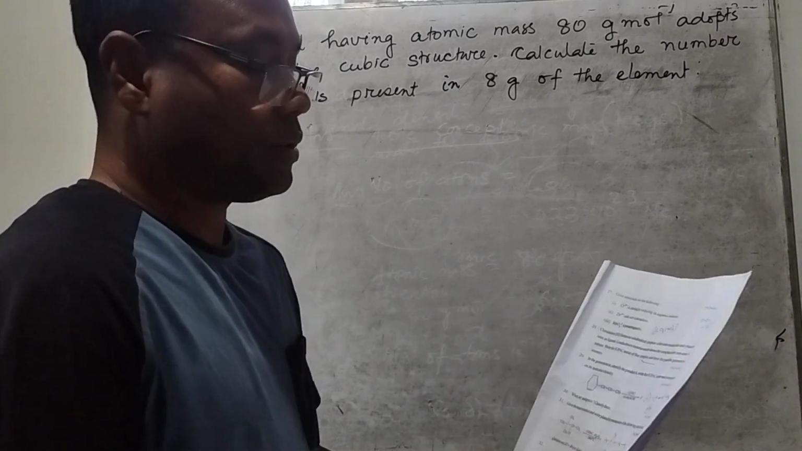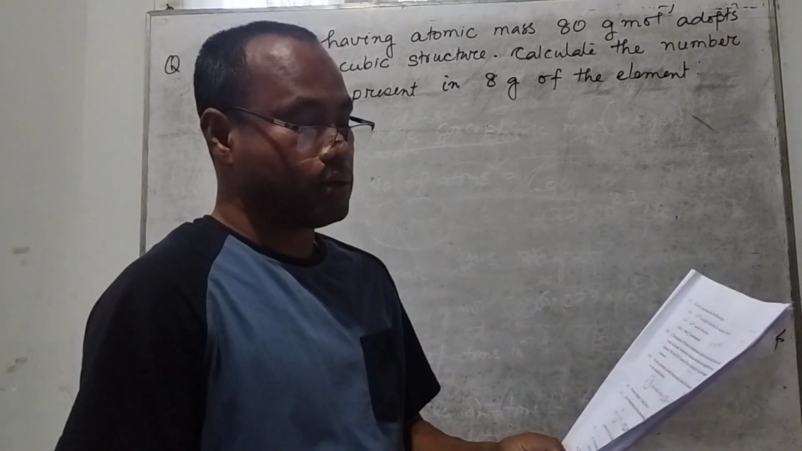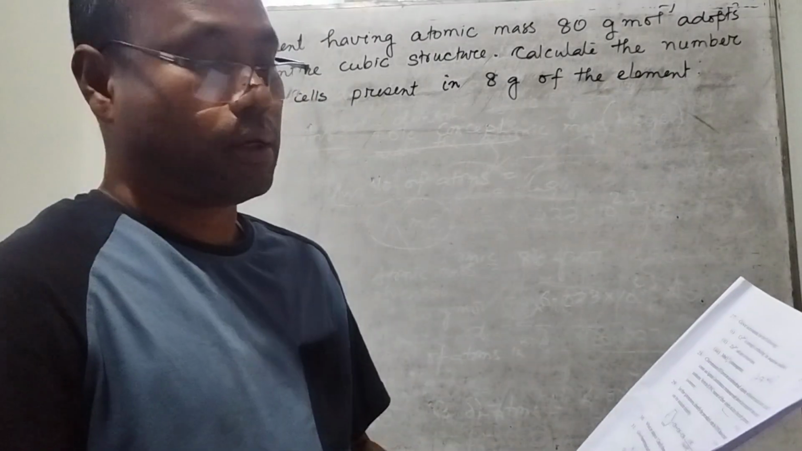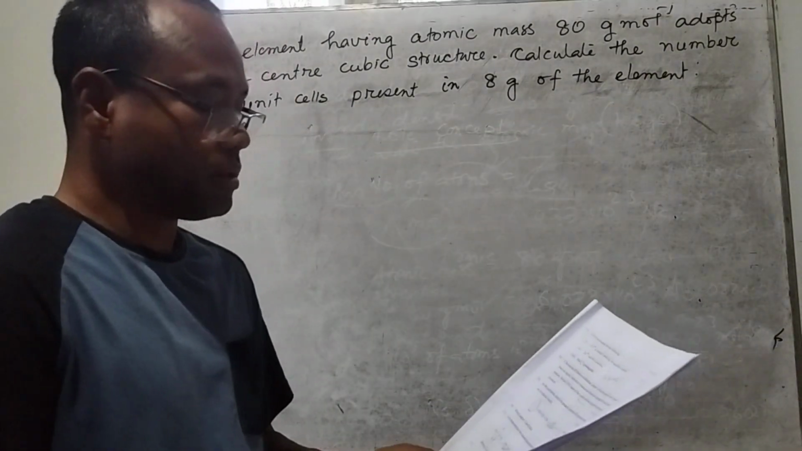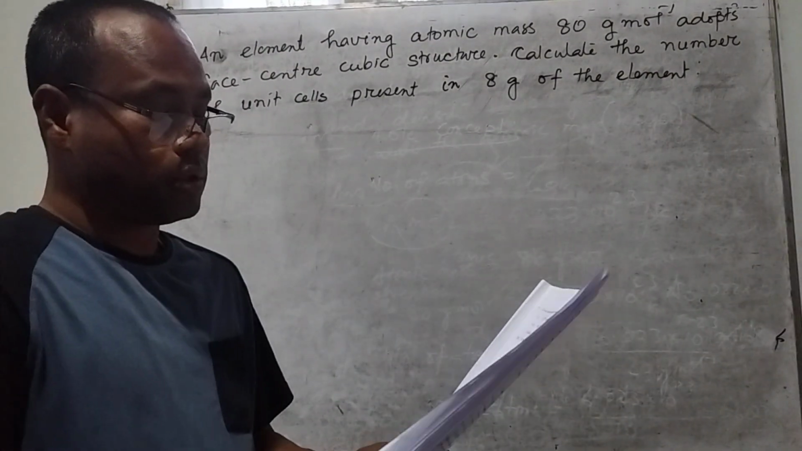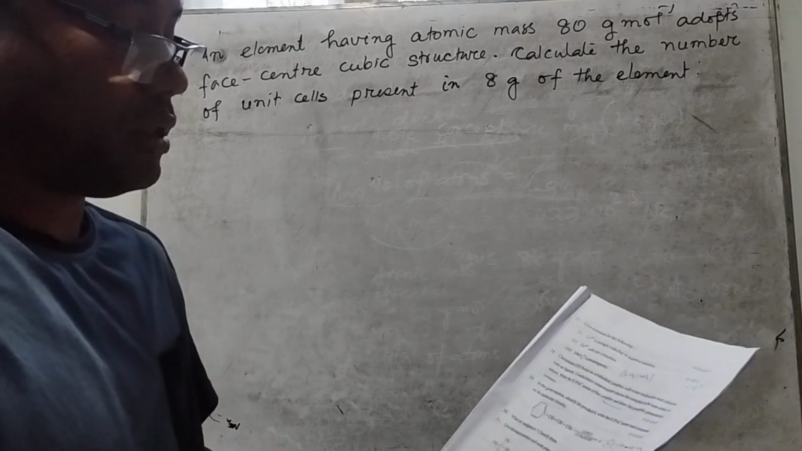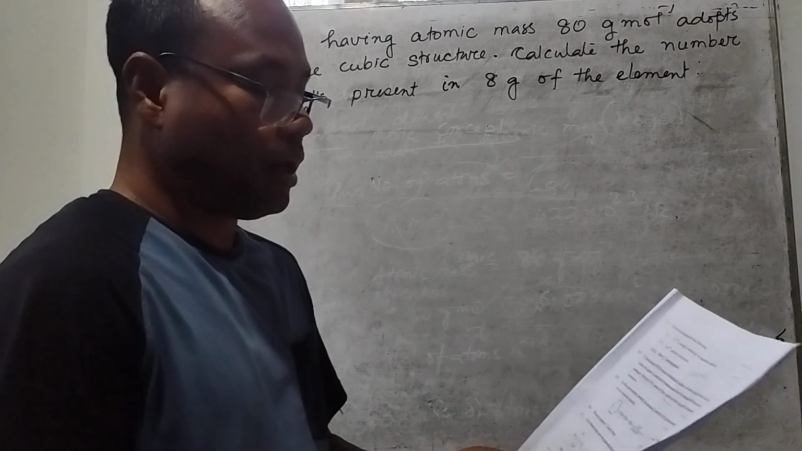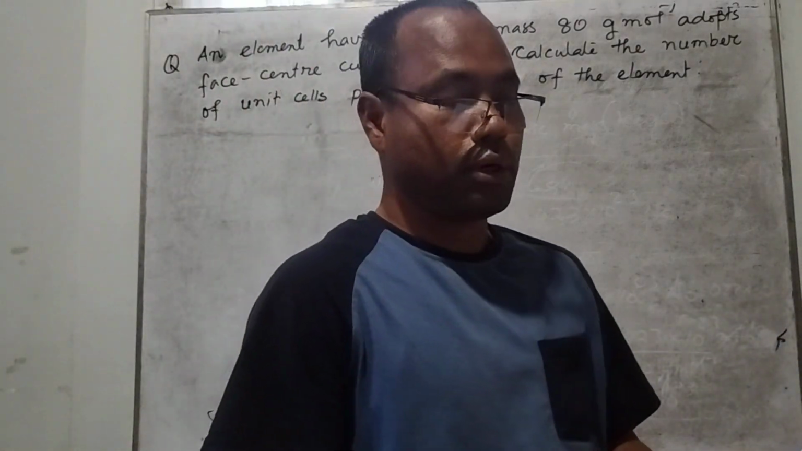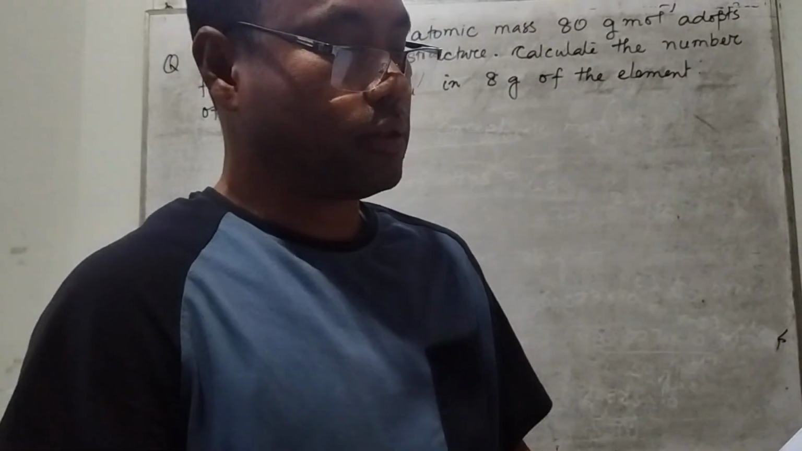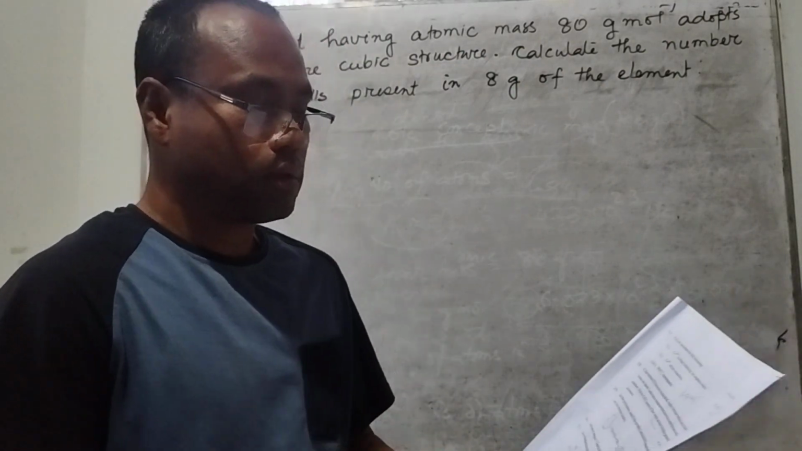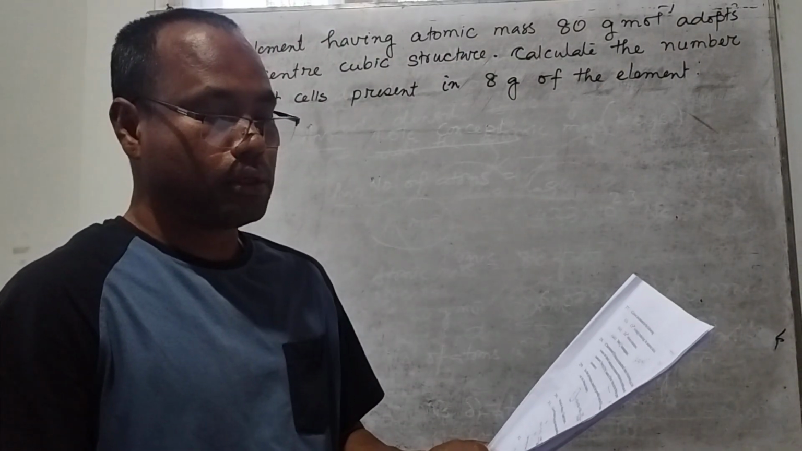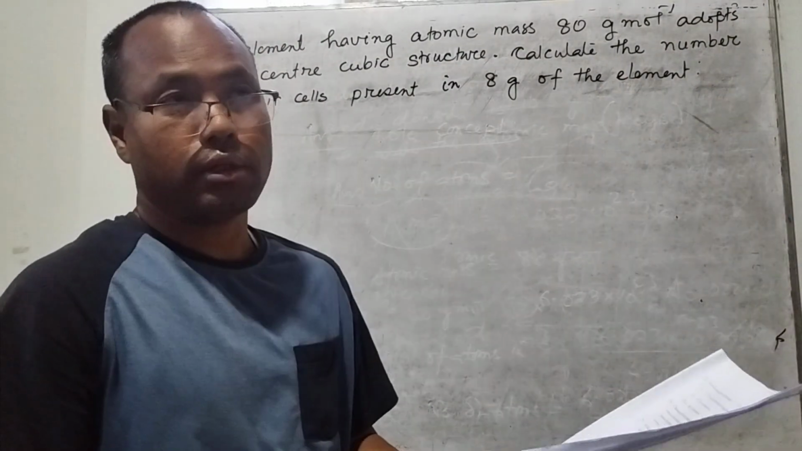So let me start from your physical chemistry. In your physical chemistry part, the question number is 32. That question is from the solid state. Okay, let me read the question here. An element having atomic mass 80 grams per mole has a face-centered cubic structure. Calculate the number of unit cells present in 8 gram of the element.